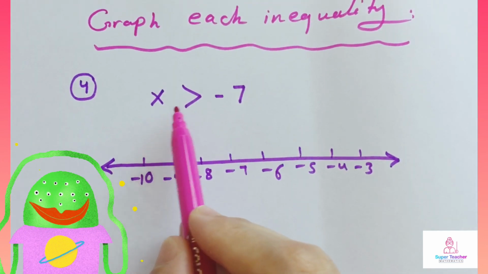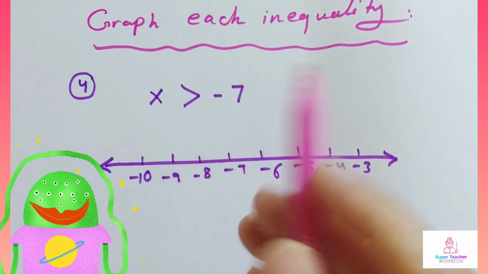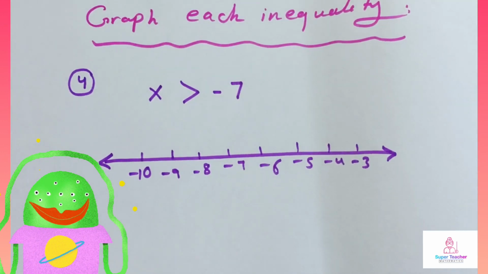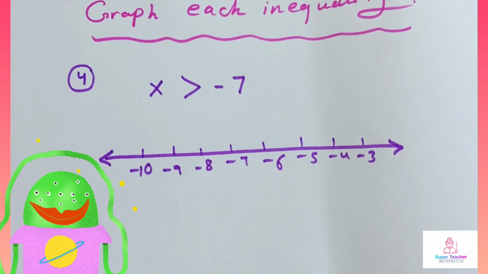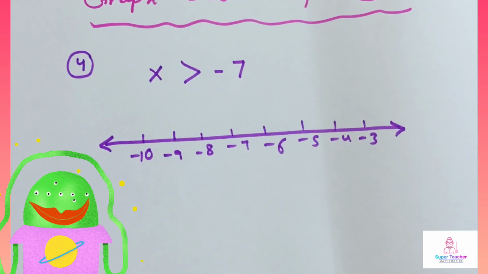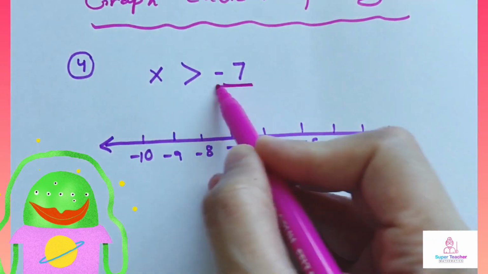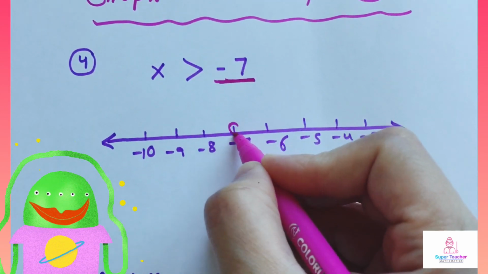So this inequality, x is greater than -7, and we know that in negative numbers, if the number is small, that means it's big, and if it's big, that means it's small. So first of all, I'm going to start from -7. I'll put circle around -7.